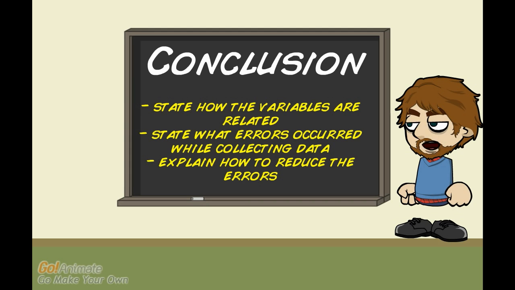The second part of the conclusion is where we evaluate our procedure to identify where we might have introduced error or uncertainty in our measurements. Not only do we identify the error, but we also want to know what type of error it was, random or systematic. The last part of the conclusion tries to identify ways to reduce the error in our measurements.